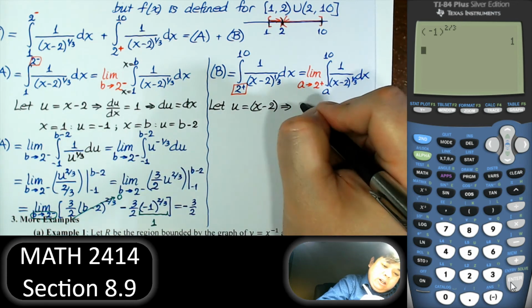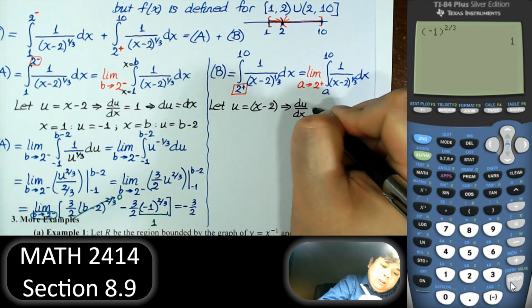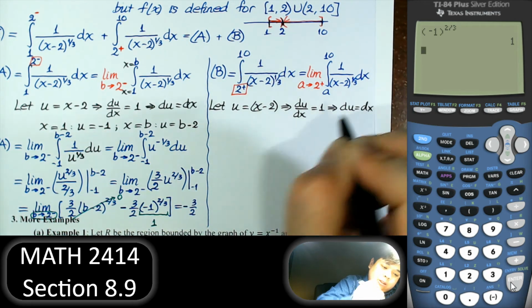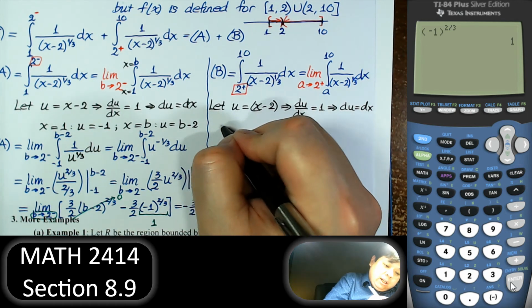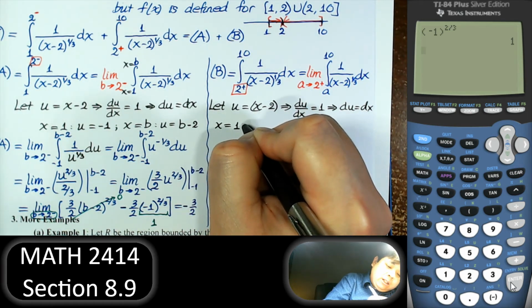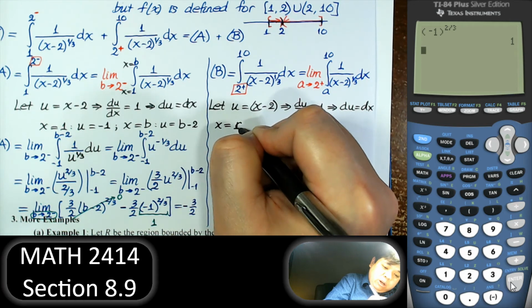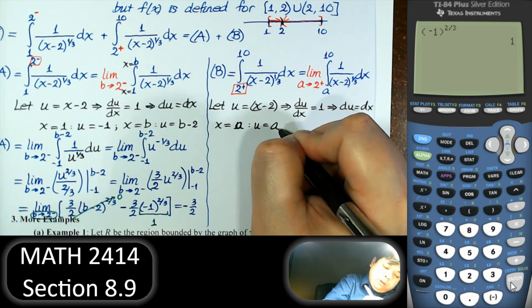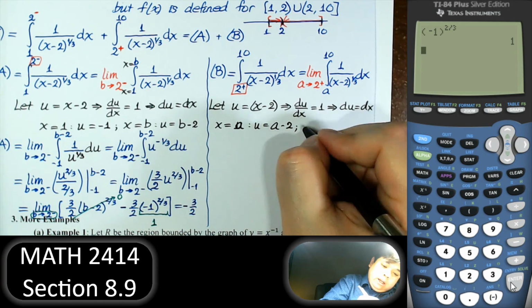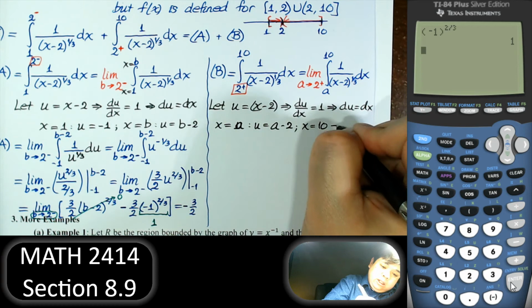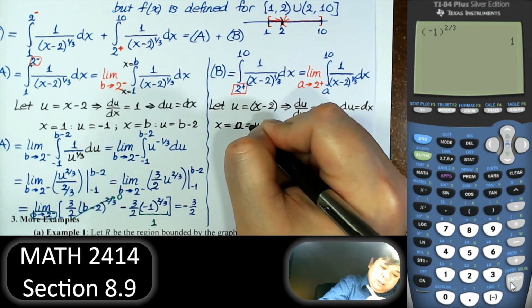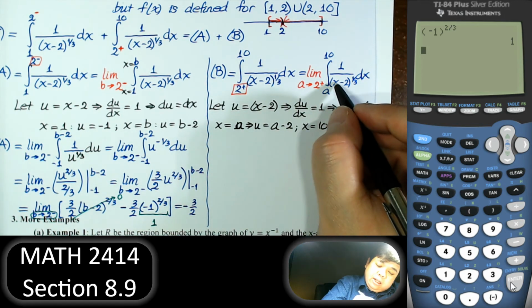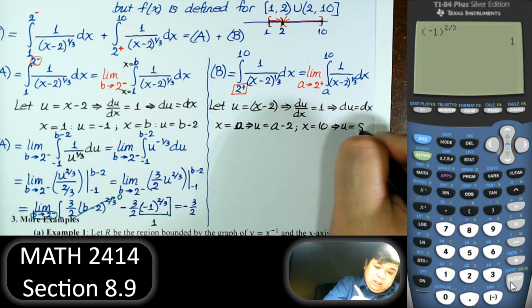du over dx is 1, so du is dx. Also changing the limit. x equal to a, lower limit, u equal to a minus 2. And when x equal to 10, u is 10 minus 2, which is 8.